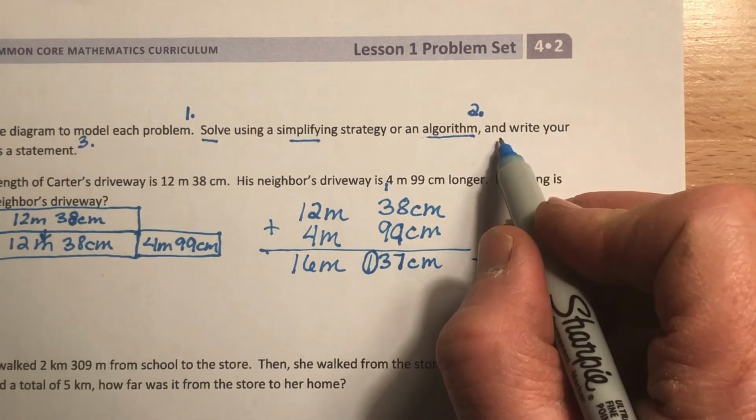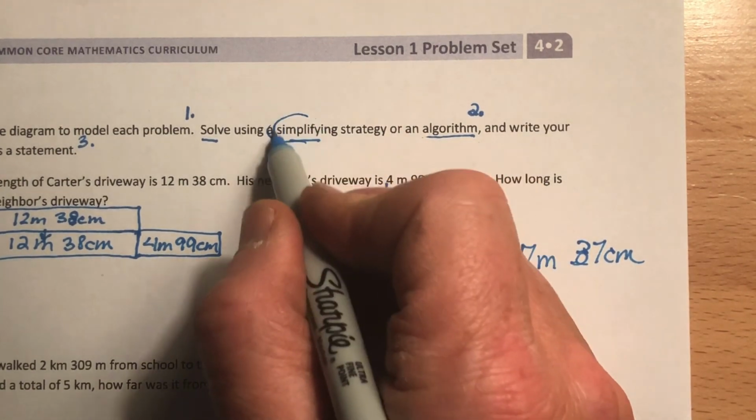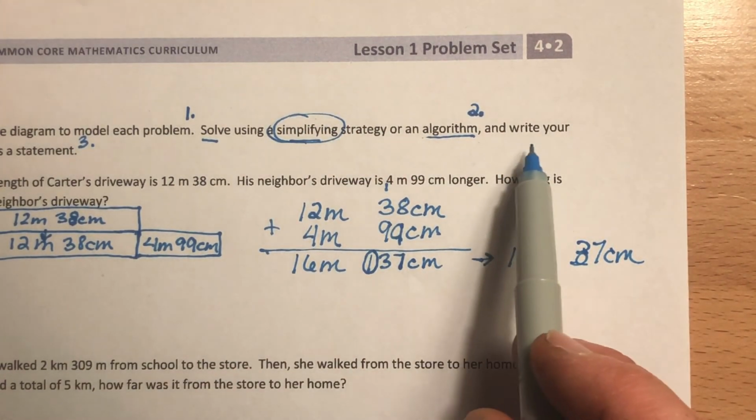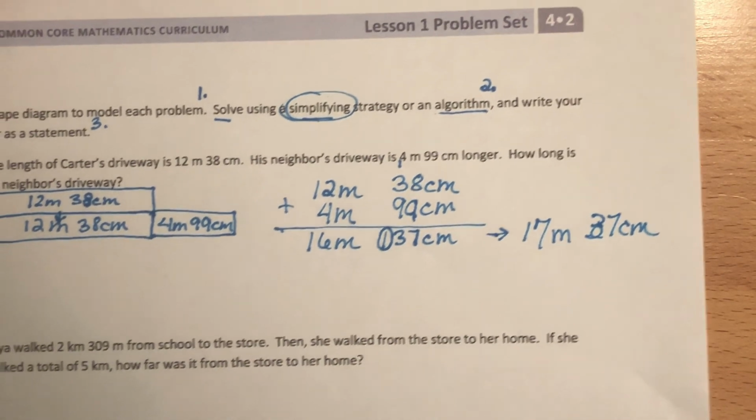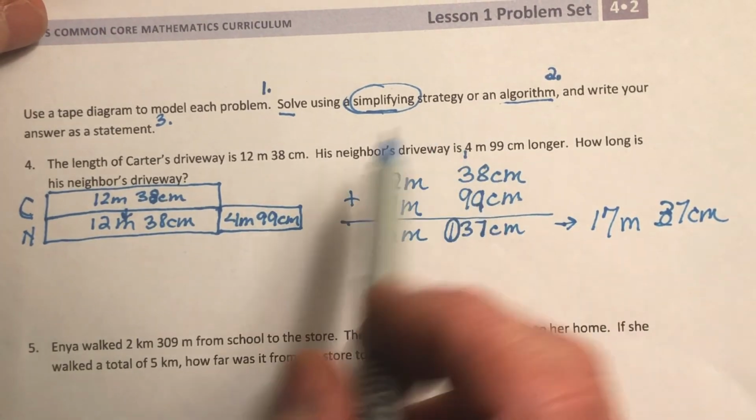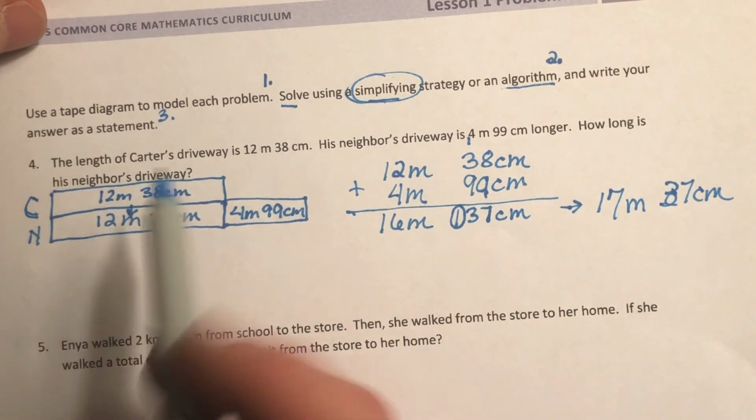Now the final thing I need to do, and that was simplifying it right here, is what I simplified it, okay? Now I need to write my answer as a statement, and I can do that. So it says, how long is his neighbor's driveway?